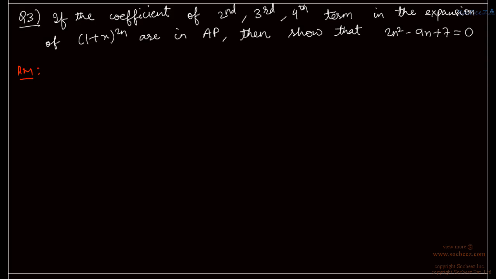If there is (1 + x)^(2n), you will always write the (r + 1)th term in this way. Because it has been given which specific terms are in AP, right? So reversing the order of the expansion will never give you the same result. So this is 2n C r 1^(2n − r).